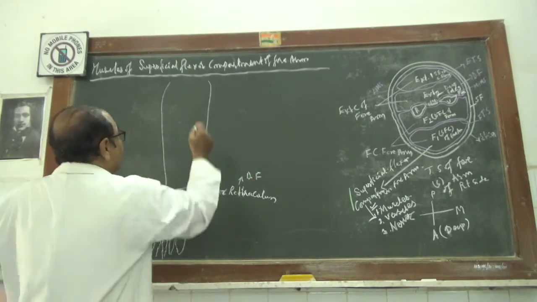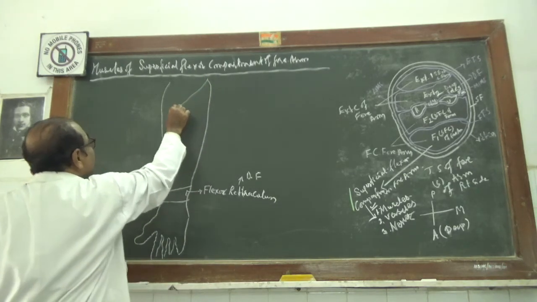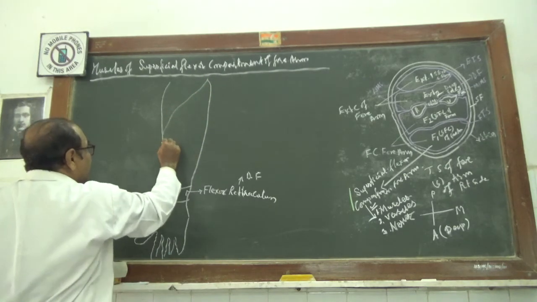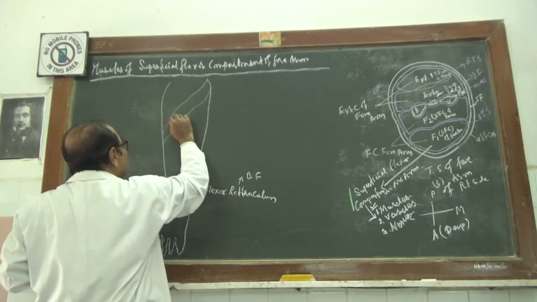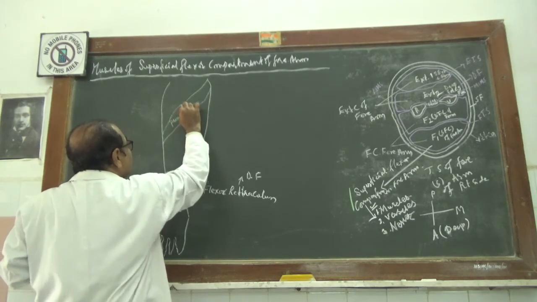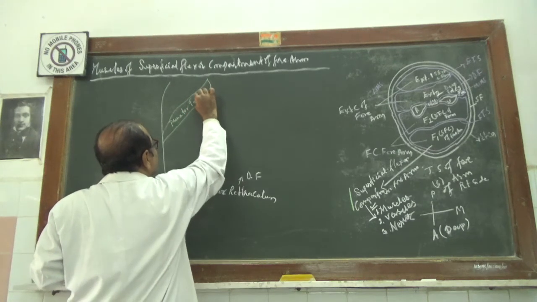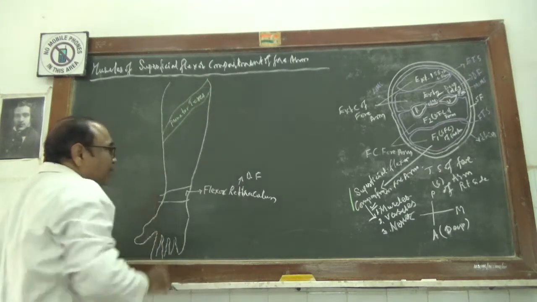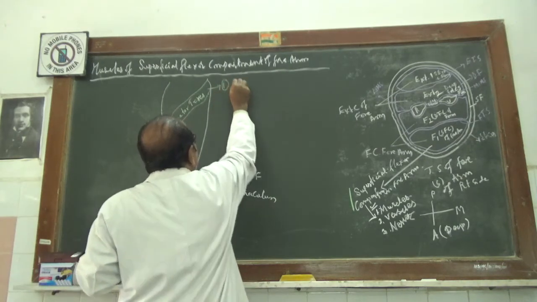The muscles which are present in the anterior compartment, I mean to say the superficial flexor compartment of the forearm. So this muscle is called as what? Pronator teres. Now this pronator teres is the first muscle.